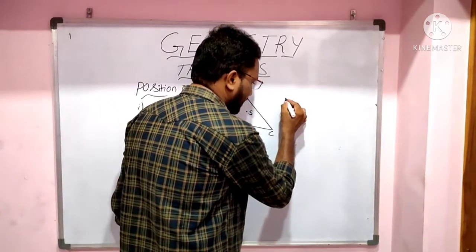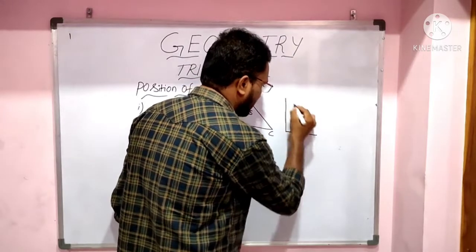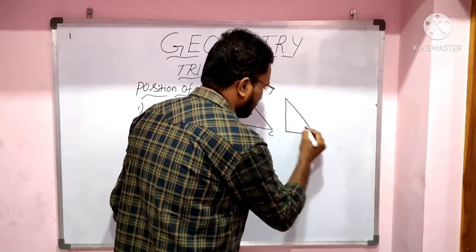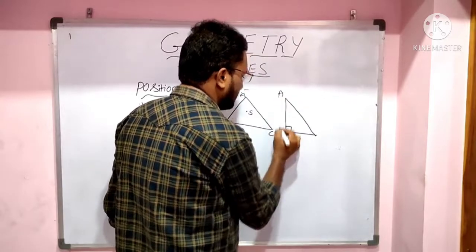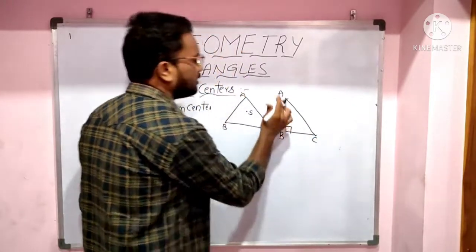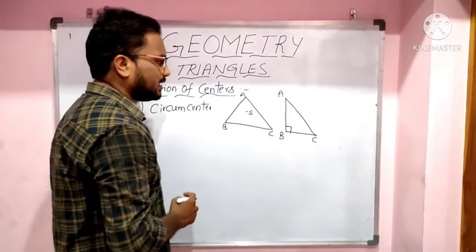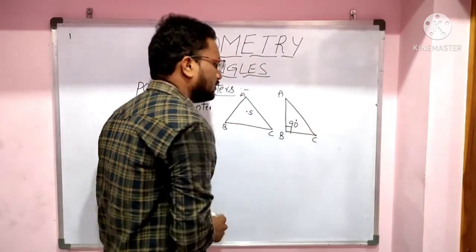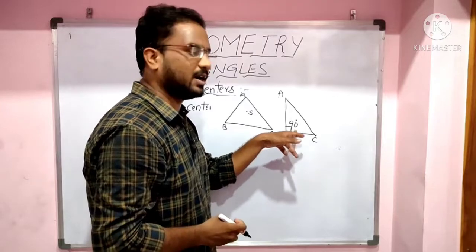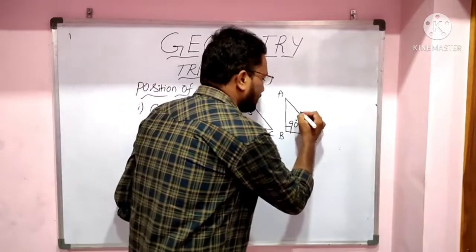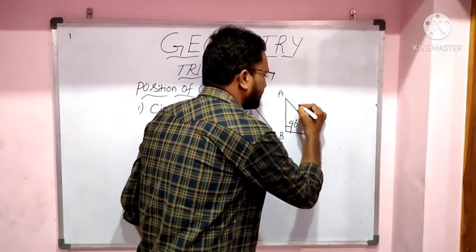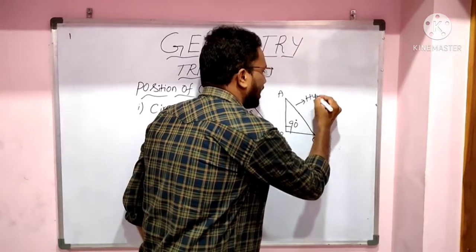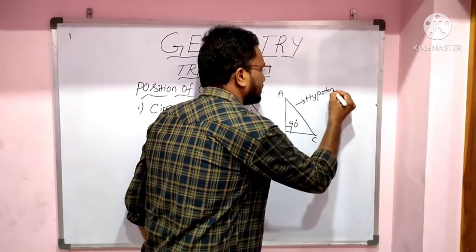Next, second one, if you take a right angle triangle ABC, triangle ABC is a right angle triangle. The side opposite to the vertex that is the right angle, we will call it the hypotenuse.